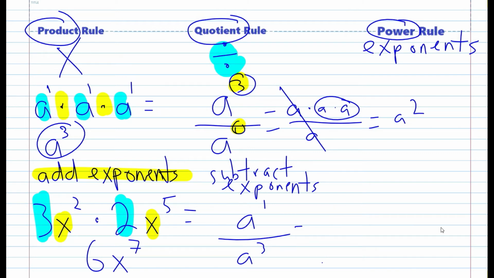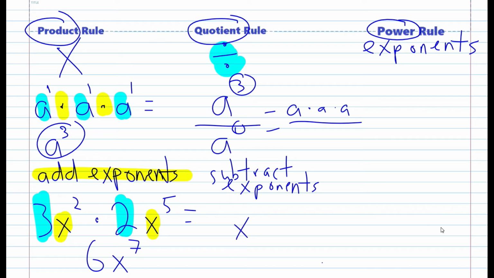So as you go through today, the way that I like to teach this to students is think of which part of the fraction has more a's on top. So in our original problem, we had more a's on the top here. Okay? So as you start to subtract, ask yourself, where are there more a's? That's where they're going to stay. So let's try another example problem.